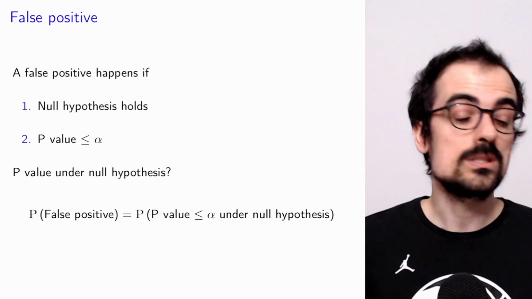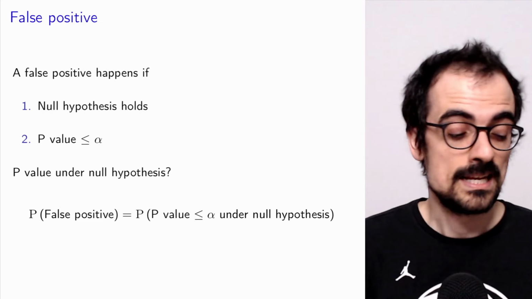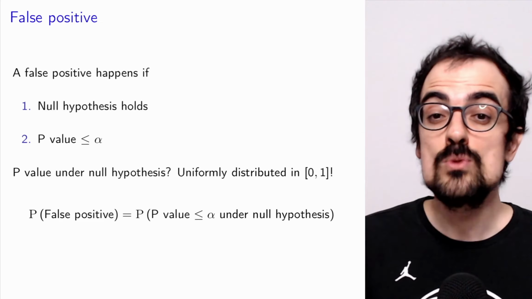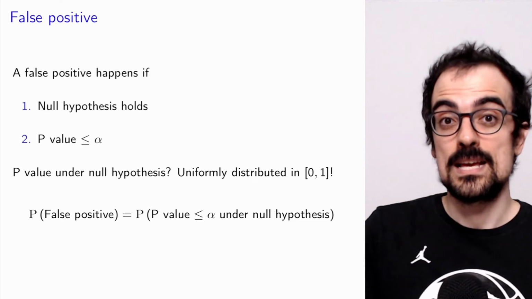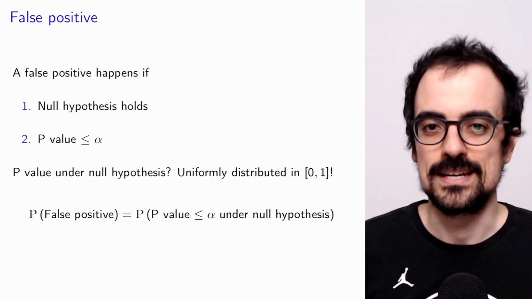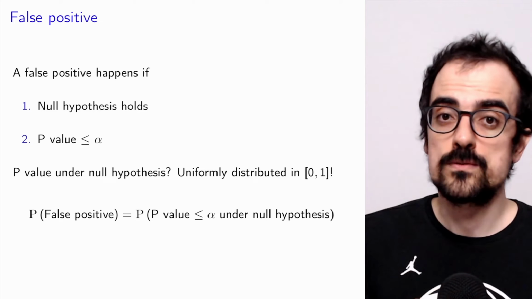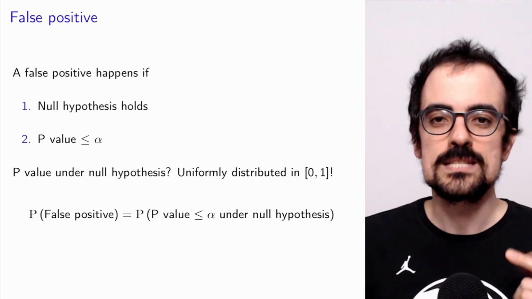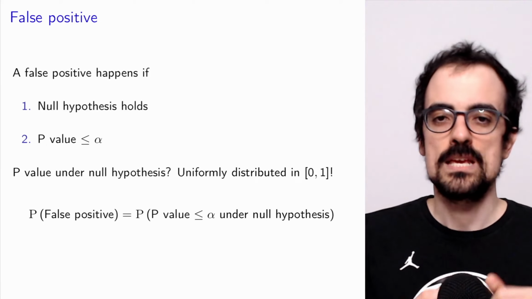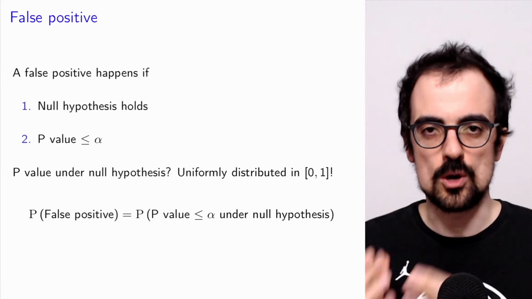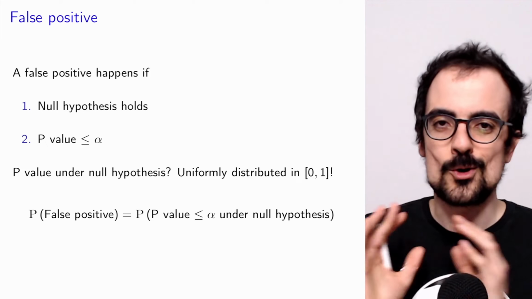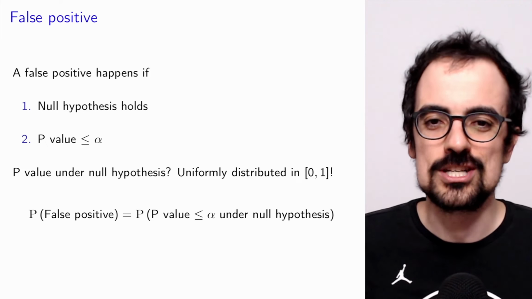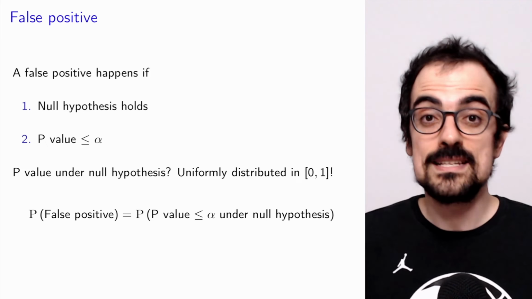Well, it turns out that under the null hypothesis, the p-value is actually uniformly distributed between 0 and 1, in the unit interval. This holds for continuous test statistics and simple null hypothesis, but similar results hold even for discrete test statistics and composite null hypothesis. You have all the details in the video on statistical significance. Why is this a big deal?